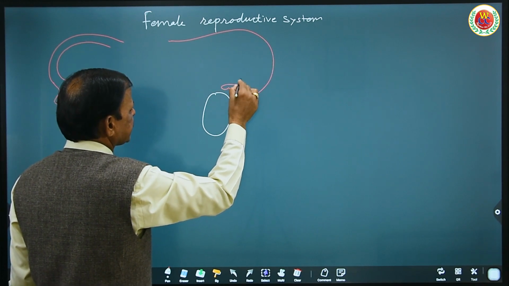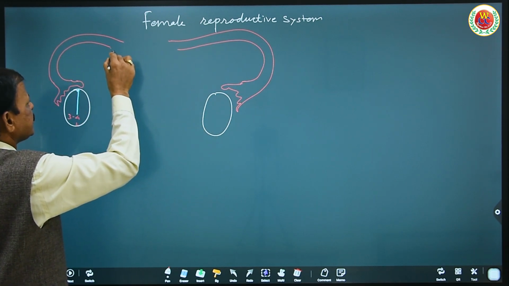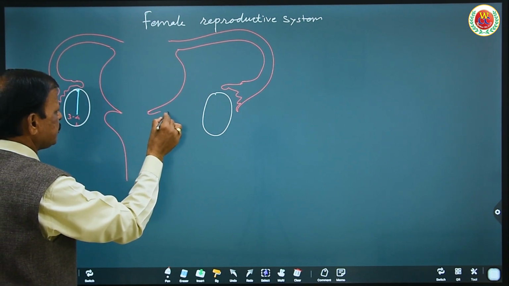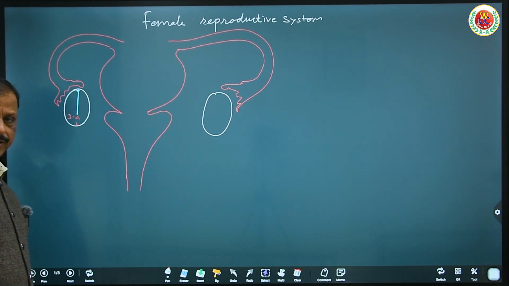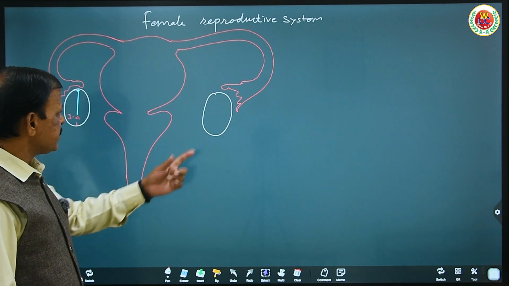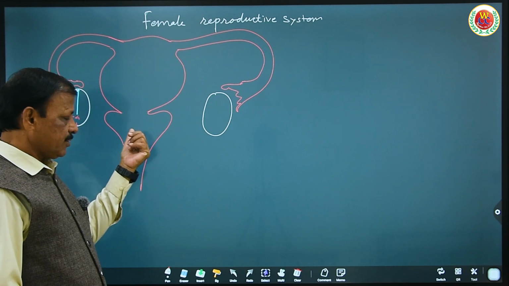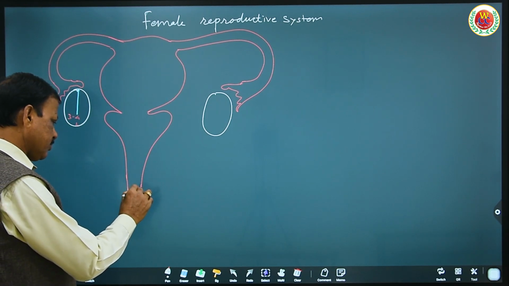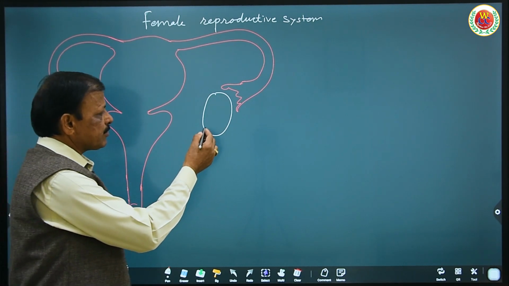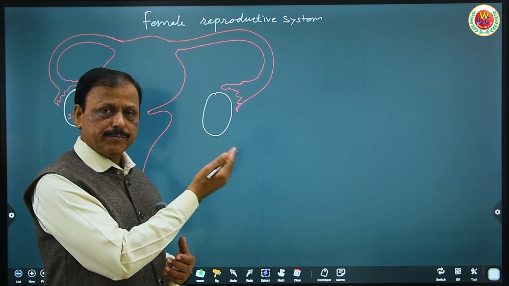The oviduct has finger-like projections and continues towards the uterus. Here is this pouch-like structure, the uterus, which opens through the cervix into the vagina. So this entire structure of the female reproductive system consists of a pair of ovaries, oviduct, uterus, cervix, and vagina, which opens outside through the vulva. The ovary has two regions within, cortex and stroma, that will be studied in anatomy.